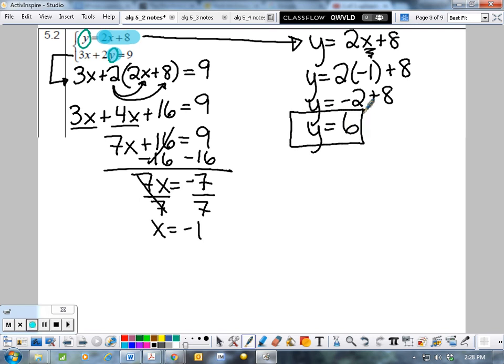Oops, that's not my final answer. Because, remember, these are two lines intersecting, so I have to actually label the point. My x value of my point is negative 1. The y value of my point is 6.